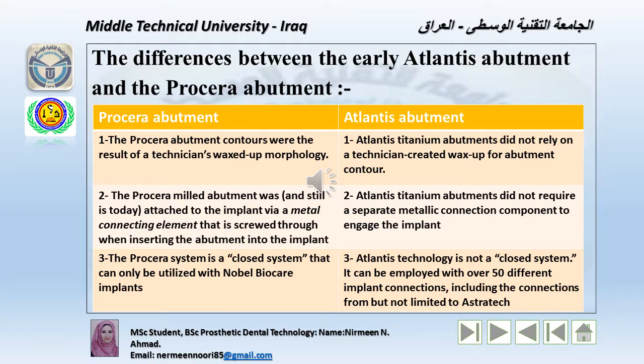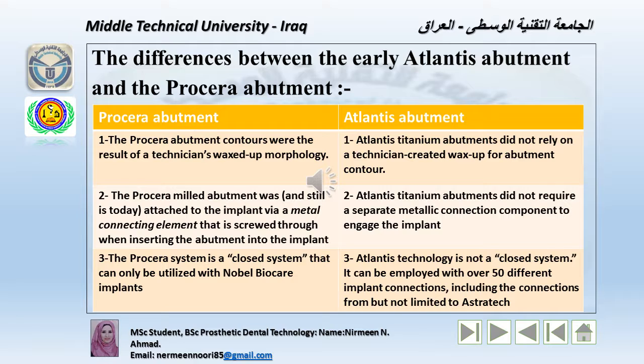In this slide, I clarify the differences between the Procera abutment and the Atlantis abutment. The Procera abutment contour was the result of the technician's wax-up morphology, but the Atlantis titanium abutment did not rely on the technician's wax-up for the abutment contour. The Procera abutment was attached to the implant via a metal connection element, but the Atlantis titanium abutment did not require a separate metal connection component to engage the implant.